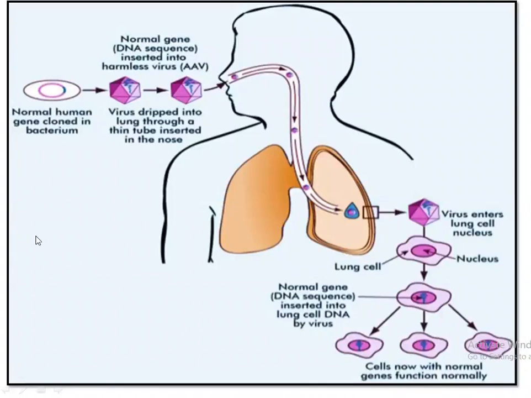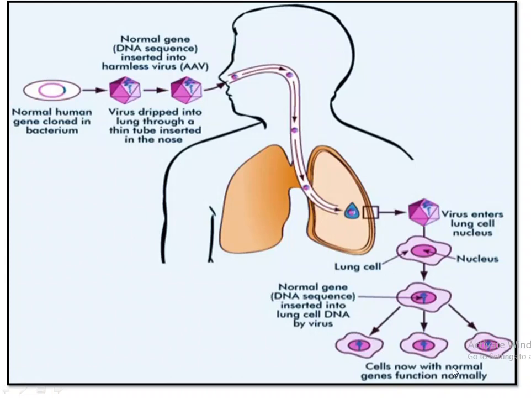Cystic fibrosis is treated by in vivo replacement of the defective gene by the use of an adenovirus vector. The normal human gene is cloned in the bacterium. The normal gene, that is the particular DNA sequence, is inserted into the harmless virus. The virus used here is the adeno-associated virus. The virus is then dripped into the lung through a thin tube inserted in the nose. The virus enters the lung cell nucleus, and in the nucleus the normal gene is inserted into the lung cell DNA by the virus.